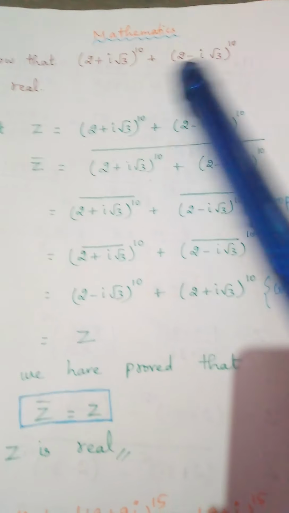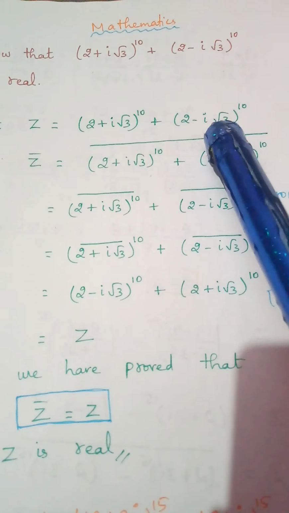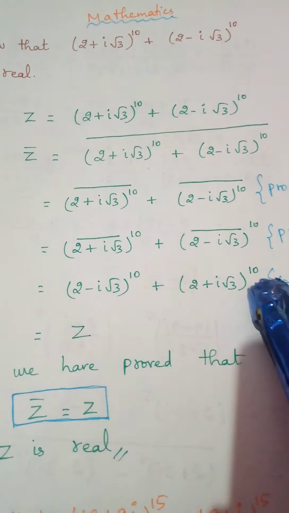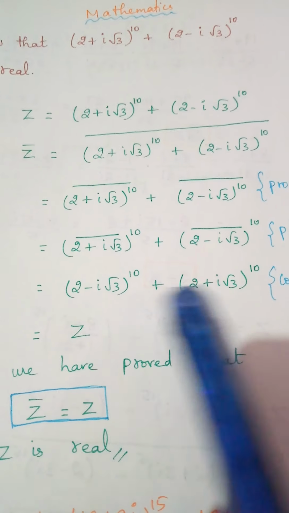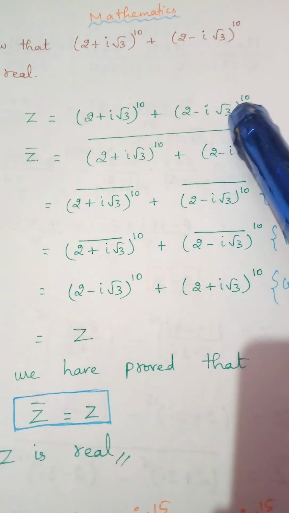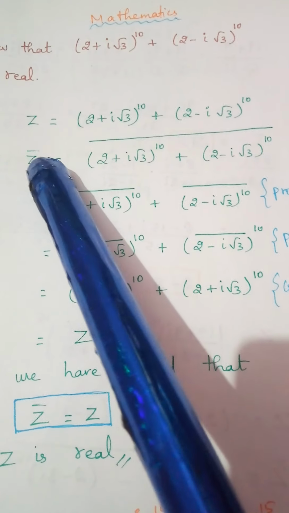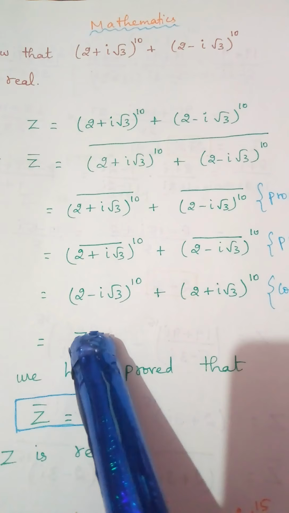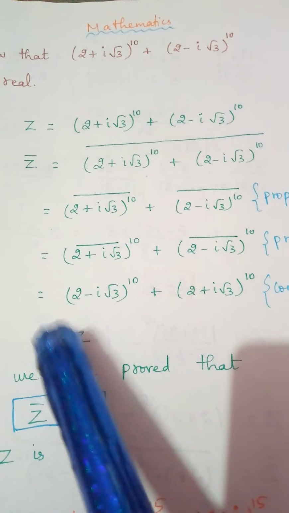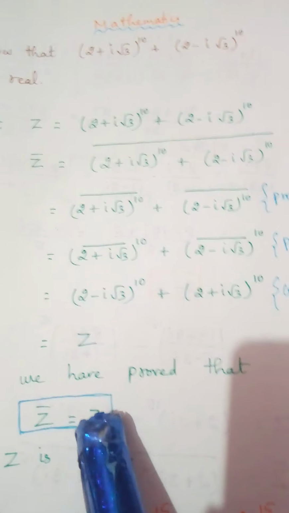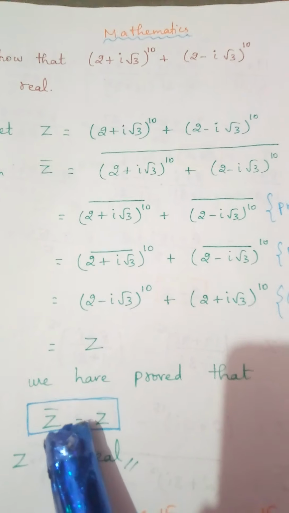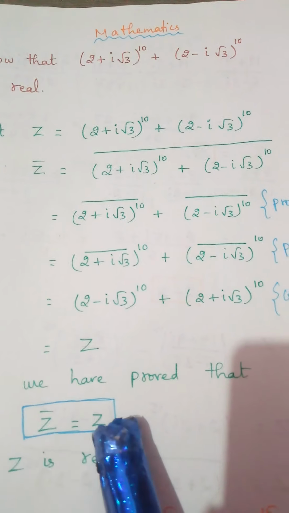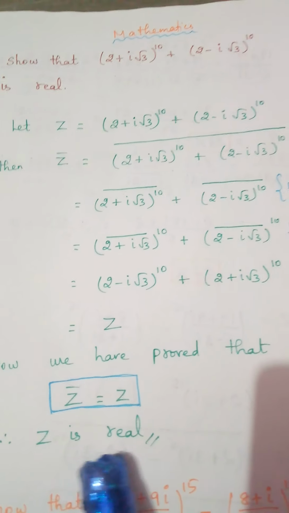Again I repeat, children: the given question is taken as Z. Then we try to calculate Z bar. After these steps we got this answer, which is nothing but the question itself, Z. So we started with Z bar, we calculated Z bar, we got Z. So Z bar is equal to Z, we have proved. What is this condition? If you have gone through the properties well, you should say the answer now itself. Z bar equals Z. What is the meaning? Z is purely real.